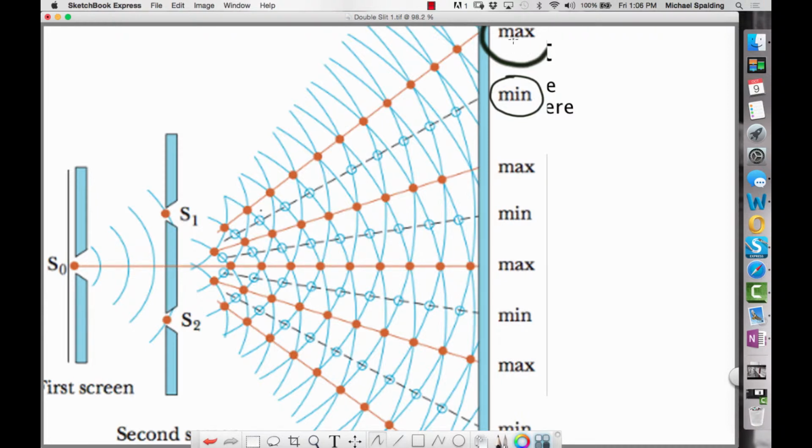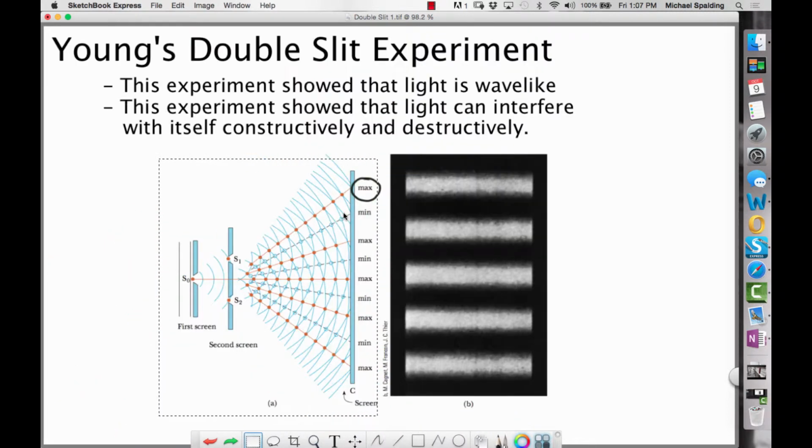The maximums are created from constructive interference. The minimums are created from destructive interference. So big picture, what's this whole double slit experiment all about? It showed us that light is wave-like, because waves can add to themselves and subtract from themselves, constructively and destructively. So the fact that we got this pattern of bright, dark, bright, dark, bright, dark, tells us that light must be wave-like. Okay?